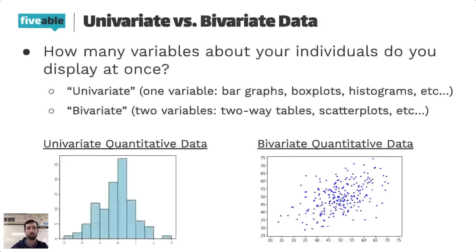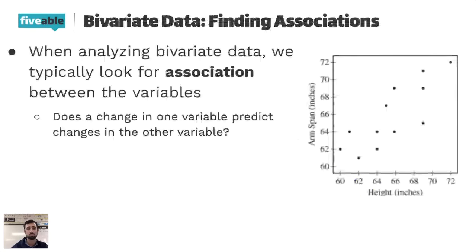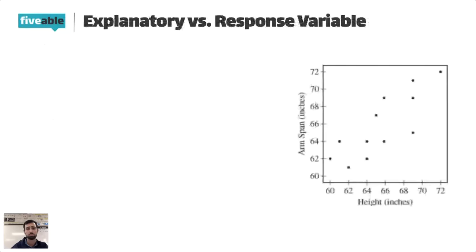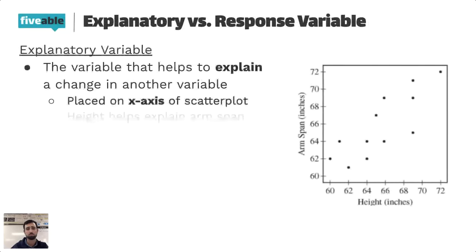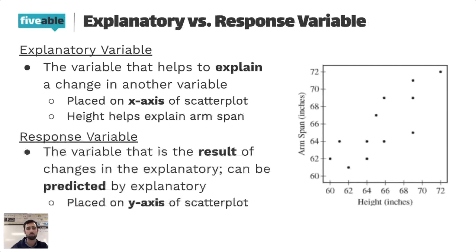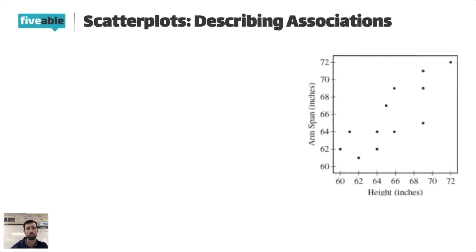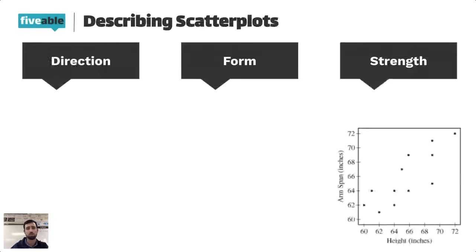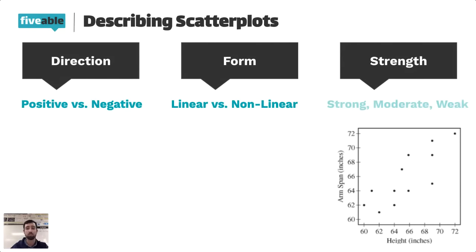And let me pull up my Jerry's. Jerry did this stream. We're looking for direction, form, strength, and anything unusual. So direction is either positive or negative. Form, it's either linear or nonlinear. And strength, we go from strong, moderate, or weak.